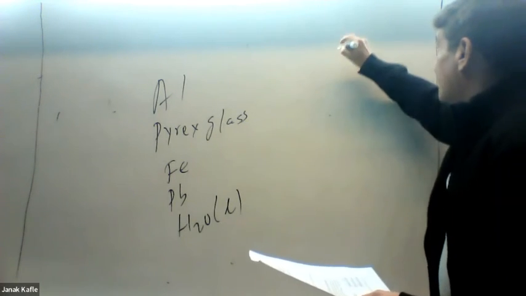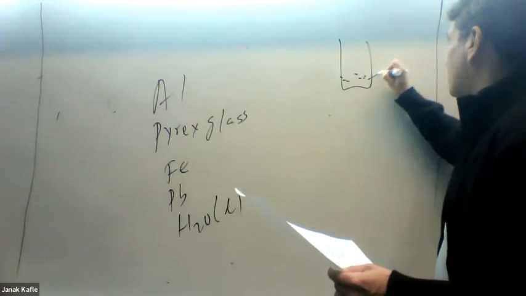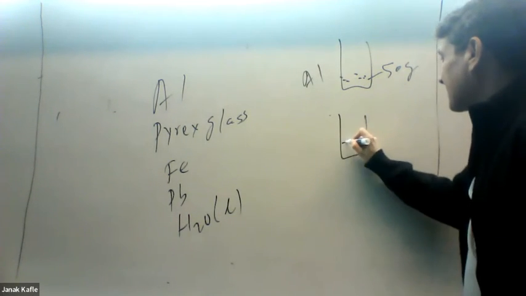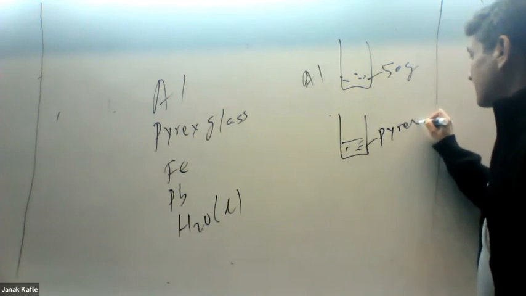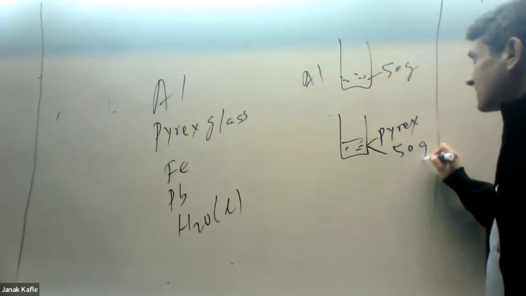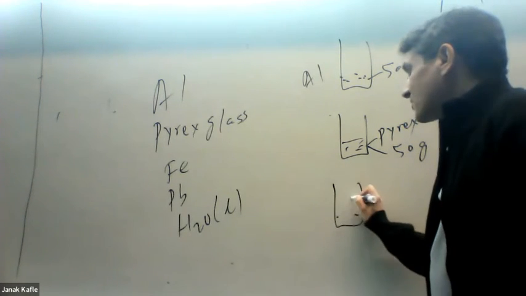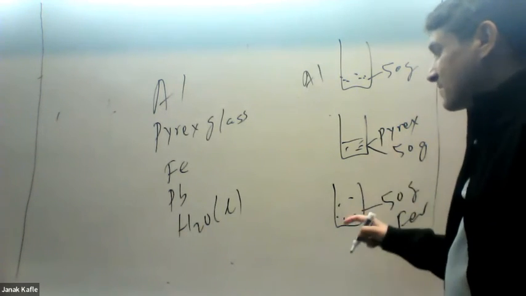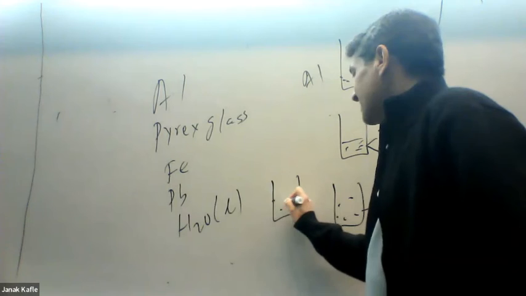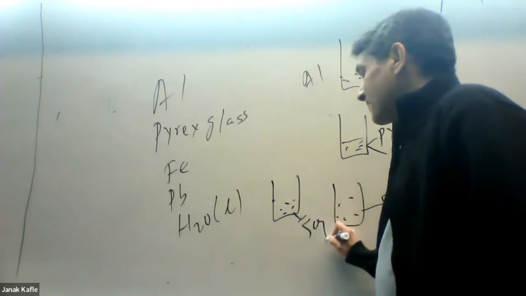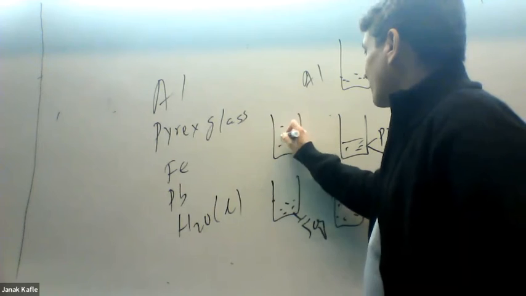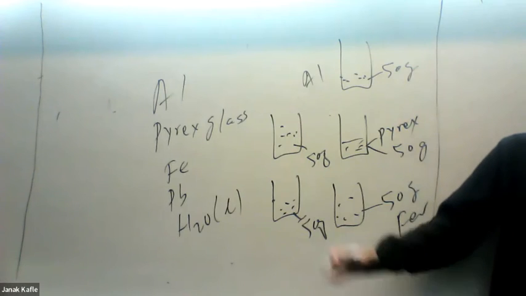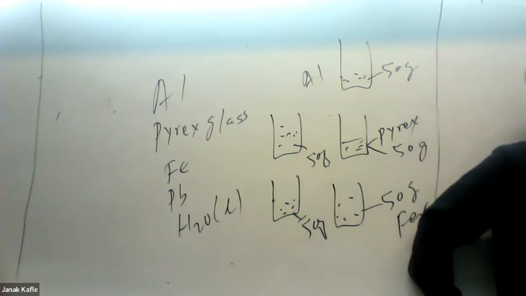So first they did aluminum. Let's say they put 50 gram aluminum here, and in another they put 50 gram Pyrex glass, and in another glass 50 gram iron. You can write any mass, same amount. Another has lead, 50 gram, and another has water, again 50 gram. Every material is 50 gram. They put them in all these beakers. Make sense? So that's what they are saying.